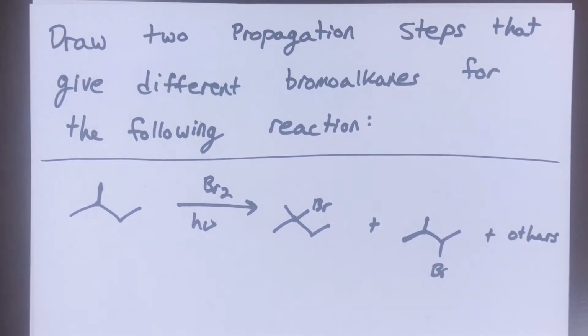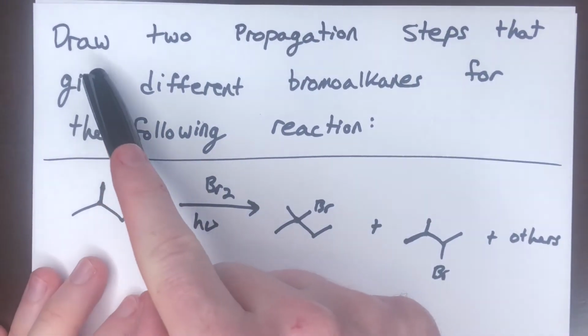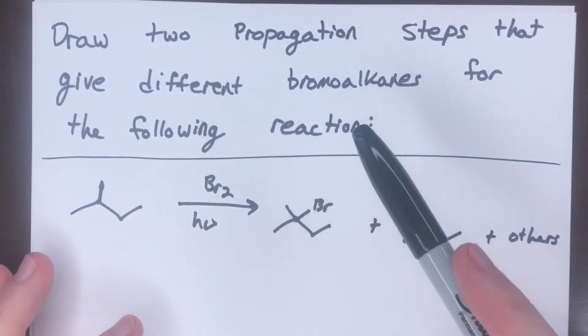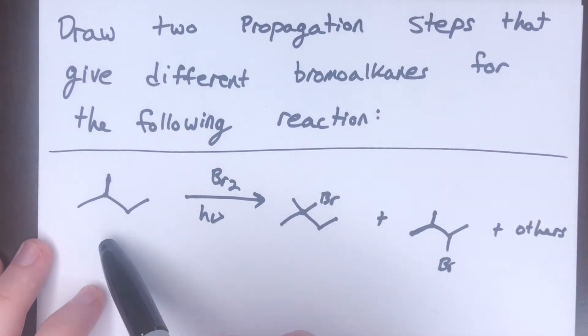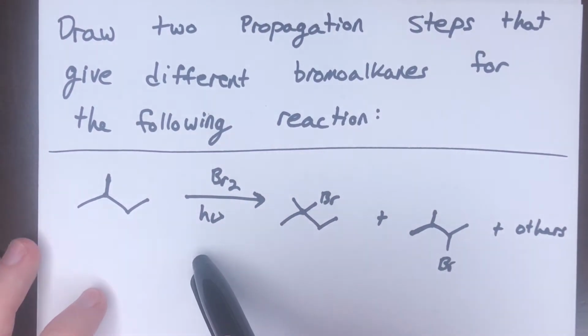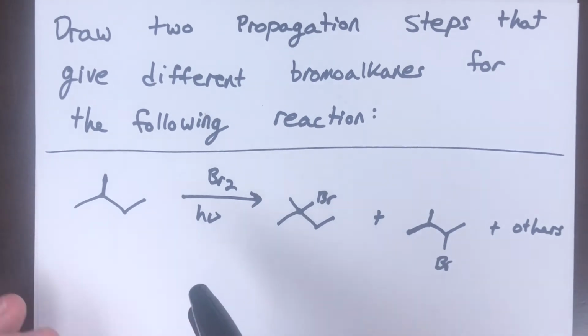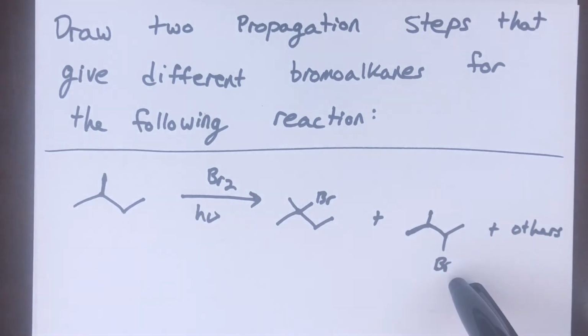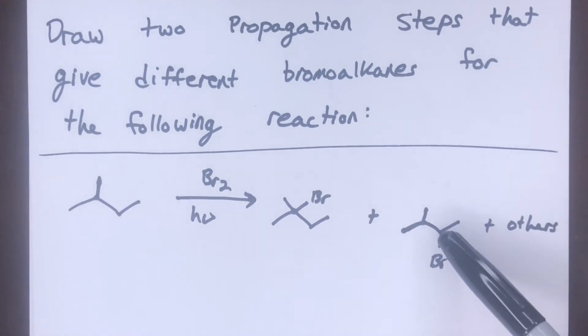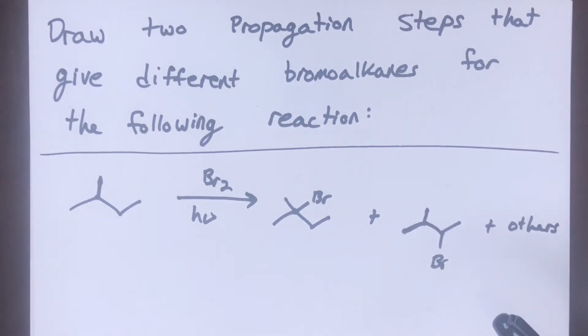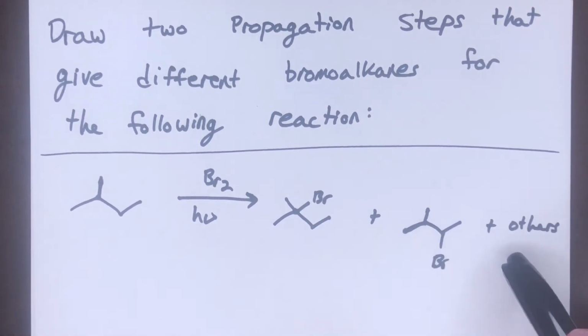For the remainder of the video, we will look at a few key examples of types of questions that you would see on a homework assignment or exam. So here we're asked to draw two propagation steps that give different bromoalkanes for the following reaction. The reaction is a simple bromination of this alkane, Br2 with light, with h nu denoted here. And we are shown two products: the one with this tetrasubstituted carbon, and the other one where it's a secondary haloalkane as opposed to tertiary. And then we're also told that there are others.